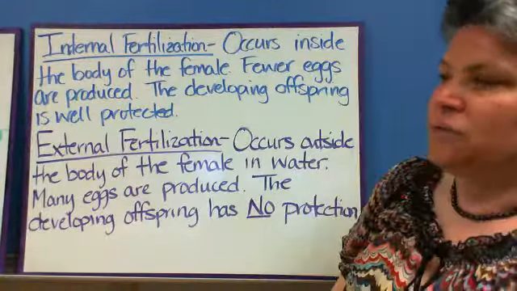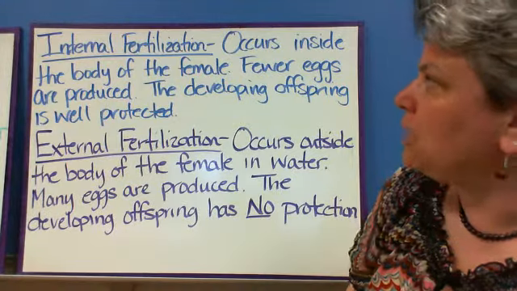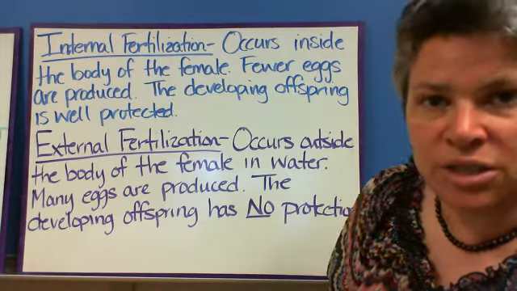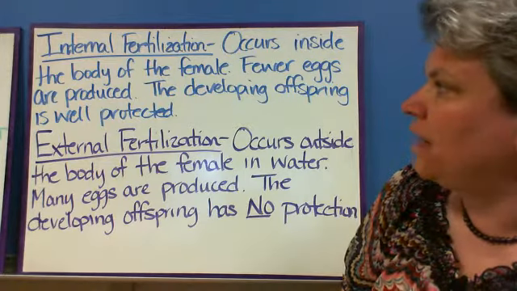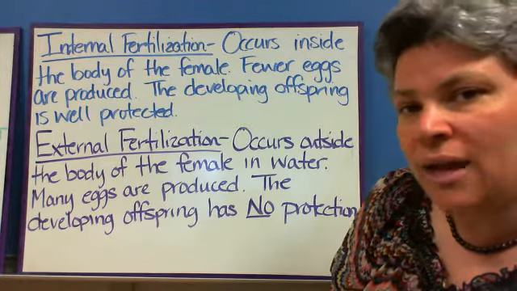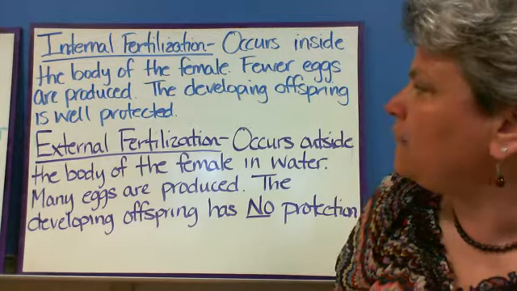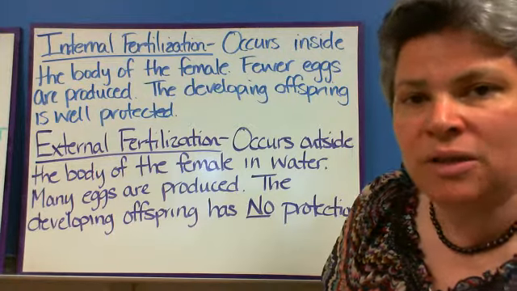So what are my options for fertilization? Well, the first option we're going to look at is internal fertilization, which occurs inside the body of the female. Fewer eggs are produced by the female for that, and the developing offspring is well protected.